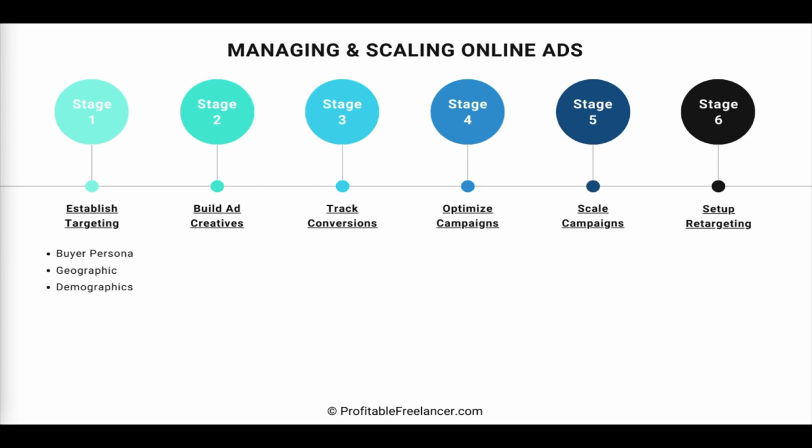Next, you can also target by demographics. Demographics is a wide array of different statistics on the population. For example, you can target just males, just females. Also, you can target different age ranges. You can even target different household incomes on certain ad platforms.